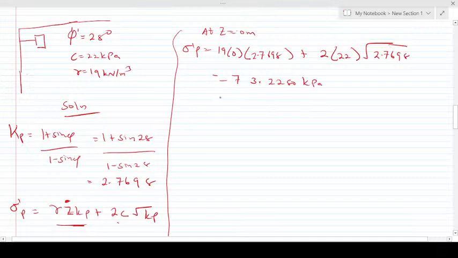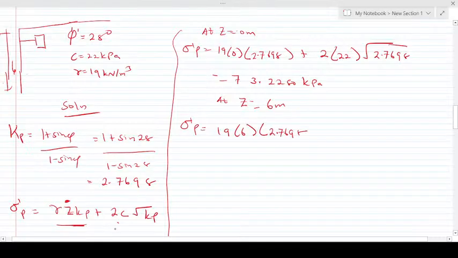kilopascal. Now, the next thing at V equals, so the height of the retaining wall is also 6, okay? So at D equals 6 meters, we have our lateral stress to be 19 again by 6 multiplying 2.7698.